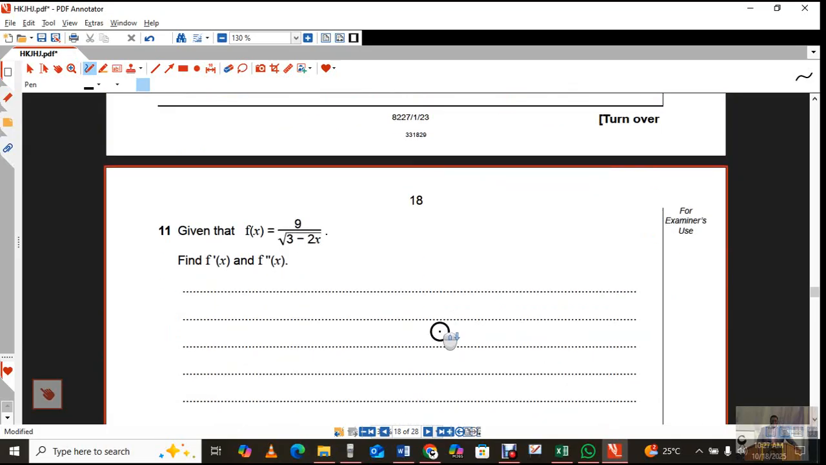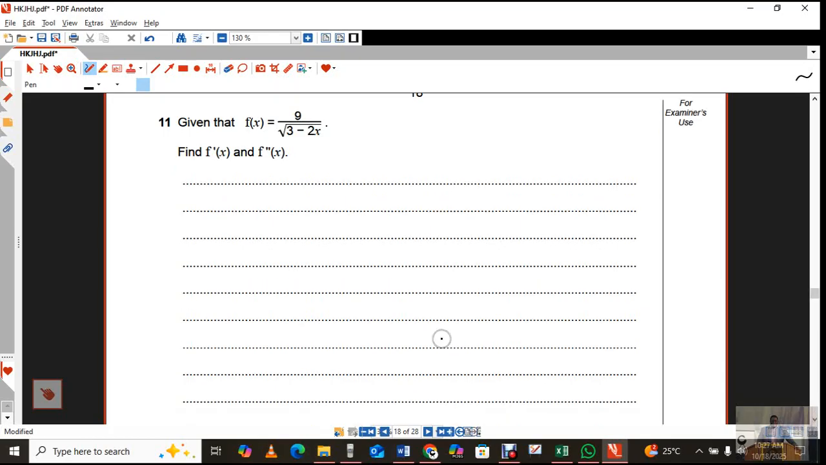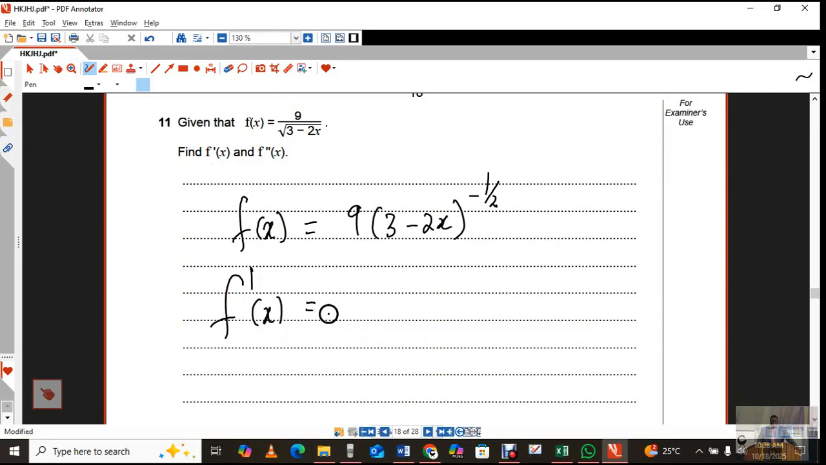Right, then we are going to question 11. They are saying, given that f of x is equal to 9 over, I'm just going to rewrite it as 9 times (3 minus 2x) raised to the negative a half power. That's what I'm going to write it as. And then we have to find the first derivative and the second derivative. For the first derivative, we are going to use the chain rule, and I hope you know the chain rule.